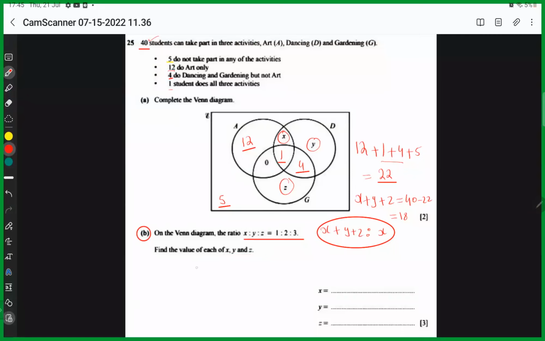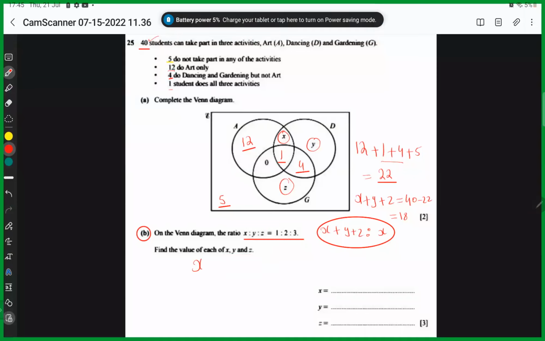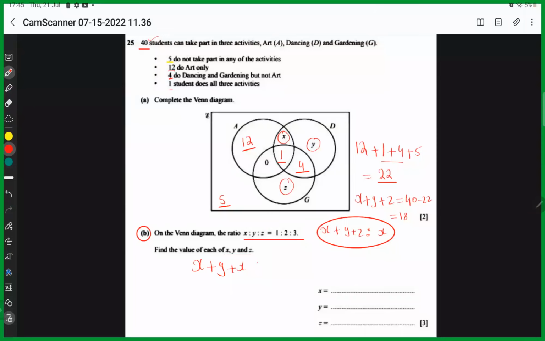It's x plus y plus z ratio x. Okay. I have the ratio of x is 1. And what about this one? For this, what do I do? I'll do 1 plus 2 plus 3, and this would give me 6. So it means that it is 6 ratio 1.